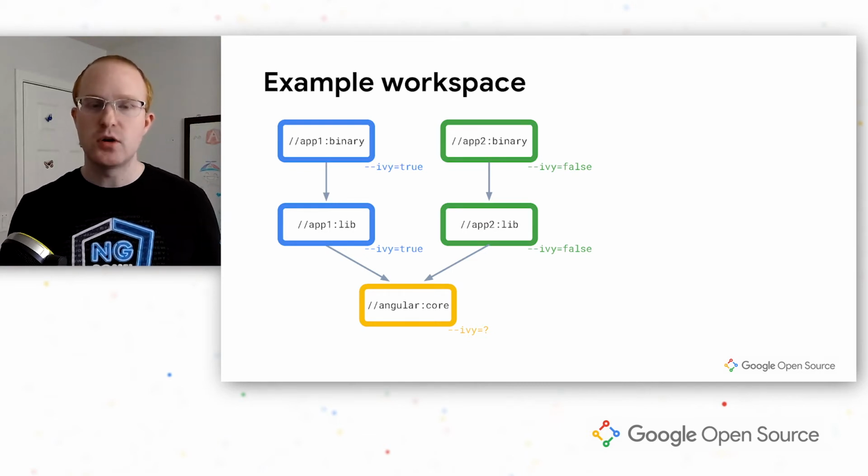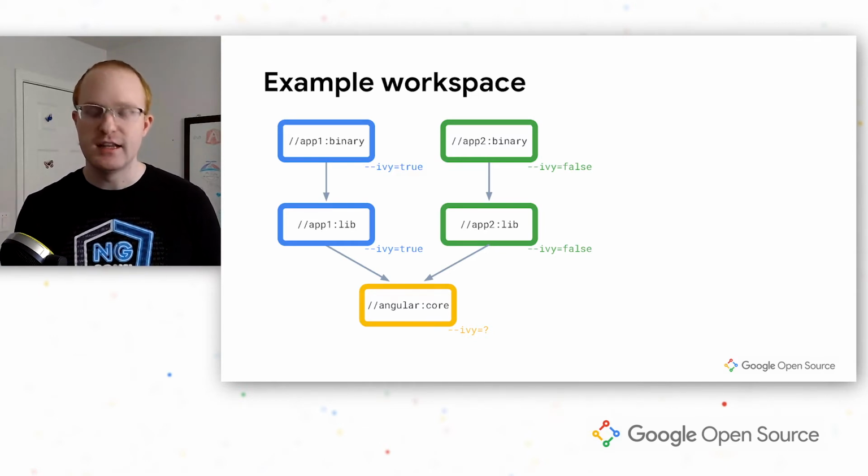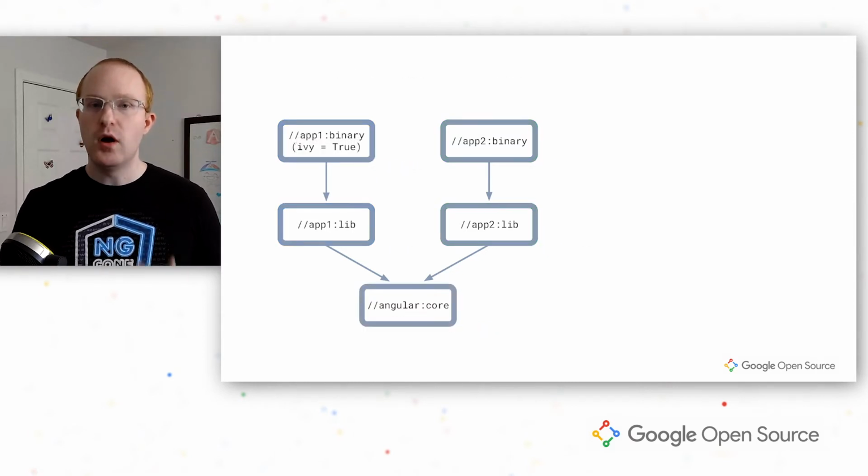Ultimately, the problem here is that we're opting out individual targets, which is just too specific. It's kind of the opposite problem from what we had earlier, and it just doesn't support shared libraries in the way that we need to. So how do we want this to work?